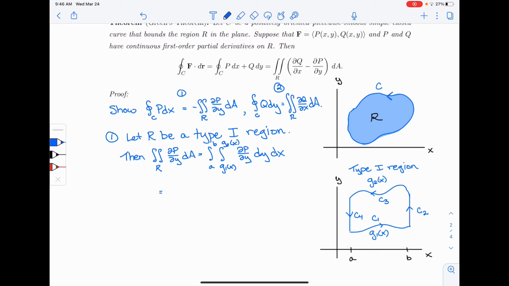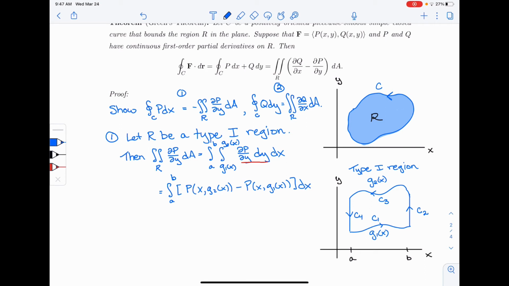Well, I can easily do that first inner integral because I'm integrating dP/dy. So that just gives me P. So if I integrate this, I get P, and I need to evaluate that at the two endpoints. So this is going to be P of (x, g2 of x) minus P of (x, g1 of x) dx.